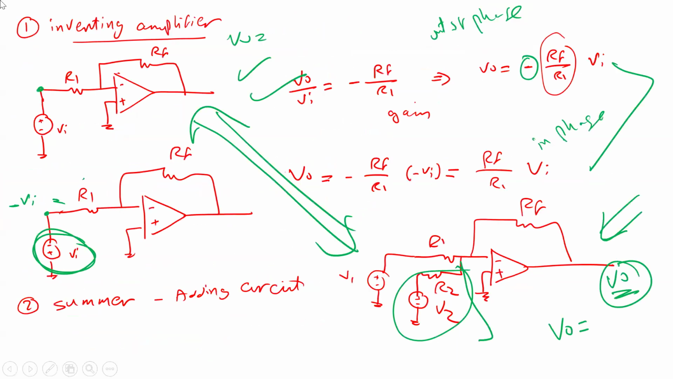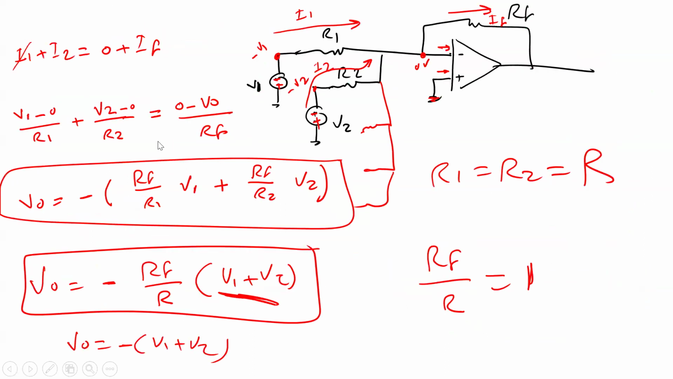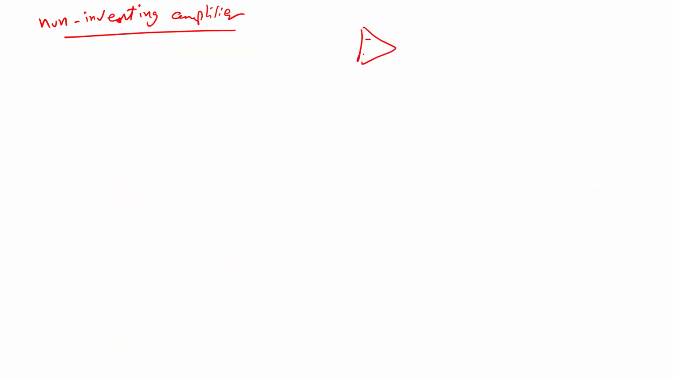One of the things I did last time: now you can use the op-amp as an inverting amplifier. This way, you can use it as a summer or adding circuit. Also, you can use it as a non-inverting amplifier, as I explained last time. So, non-inverting amplifier. In this case, it should be connected this way.